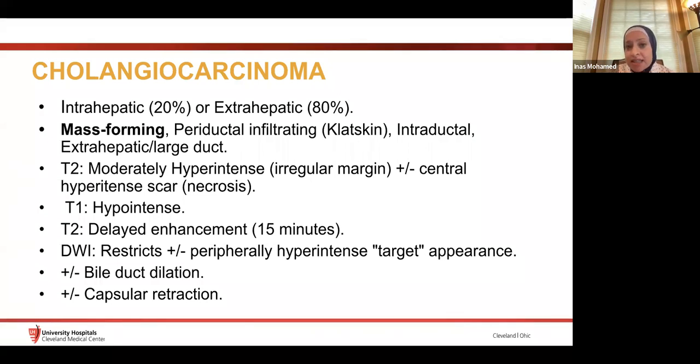Actually, we have seen cases where you see cholangiocarcinoma on the diffusion weighted images. Okay, and sometimes it has this peripheral hyperintense or target appearance. It's not really a common appearance on diffusion. Of course, the bile duct dilation grabs the diagnosis, and sometimes since it's very fibrotic, it causes a retraction of the liver capsule.